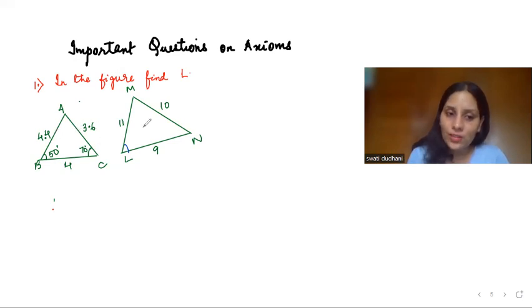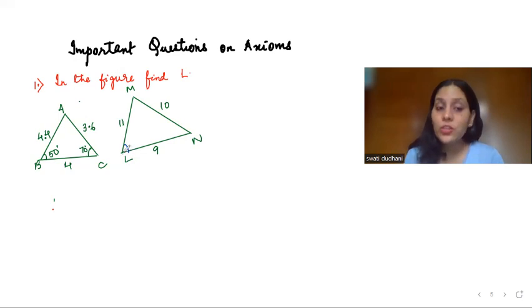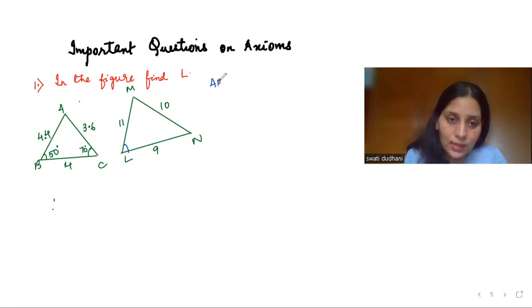Here we have been given all the sides and we need to find angle L. So the first thing we can do is check if the sides are in proportion, because if they are in proportion, maybe we can use some criteria. You can see the figures look different, but you need to be very careful when identifying the corresponding sides, because the corresponding sides are always in proportion. So first, AB is corresponding to LM.